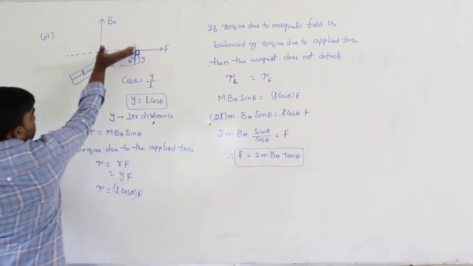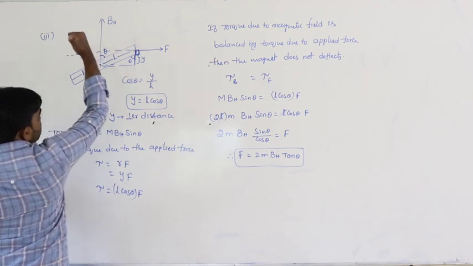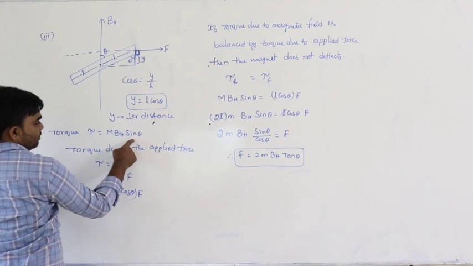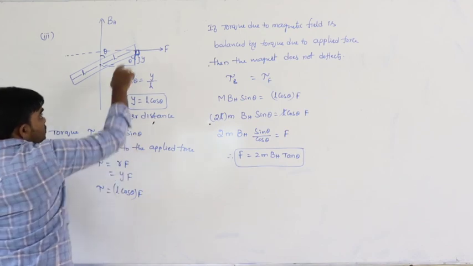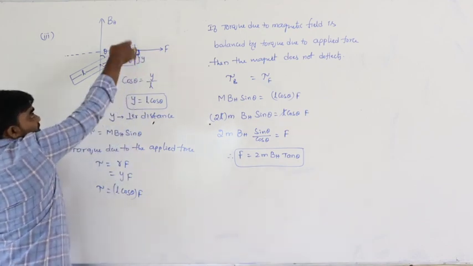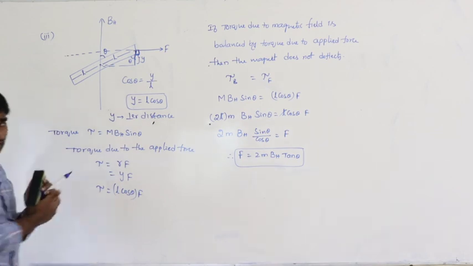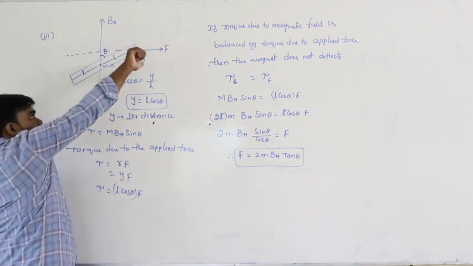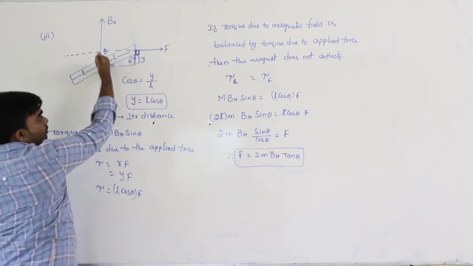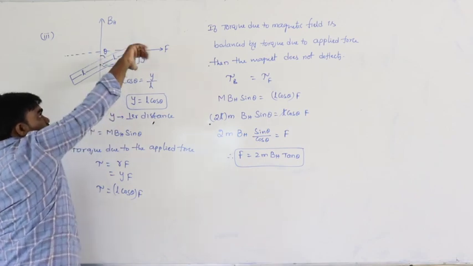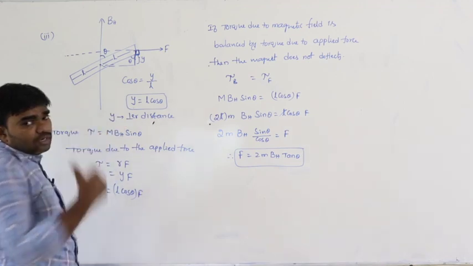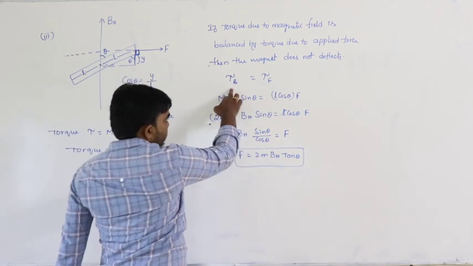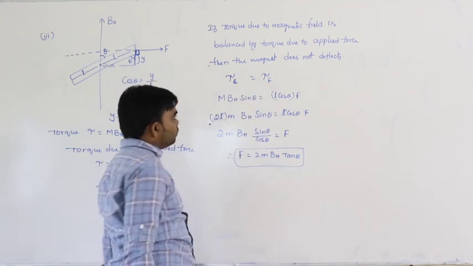Actually, this is the direction of the torque due to the magnetic field, m bar cross b bar, outwards, which is MBH sin theta. But due to the applied force, with this perpendicular distance, the torque is r bar cross F bar, which is inwards. Both are equal and opposite in direction. So the torque due to the magnetic field must equal the torque due to the applied force.